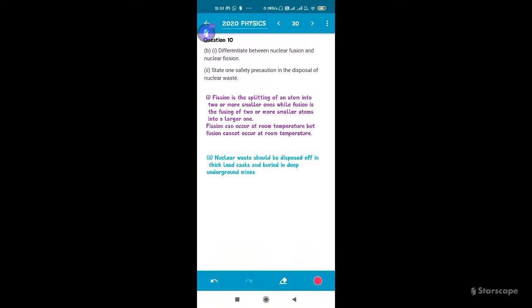But fusion requires a very high amount of temperature which has to be provided externally. Okay, so these are the two differences. The question was of 1.5 marks each, so you have to write two differences.